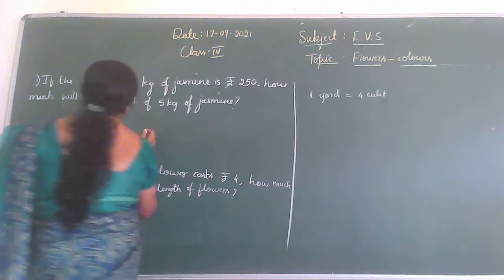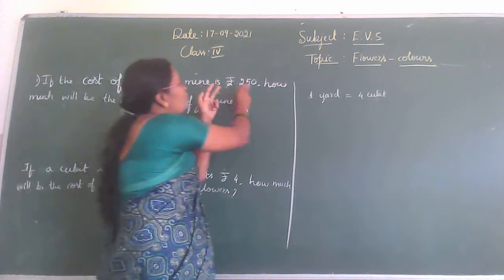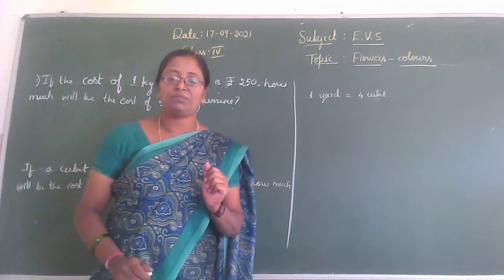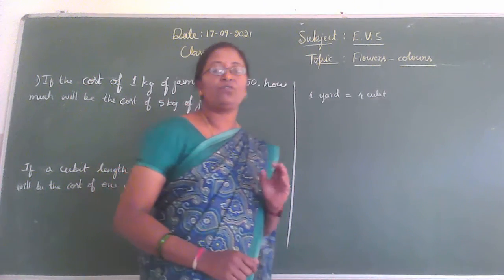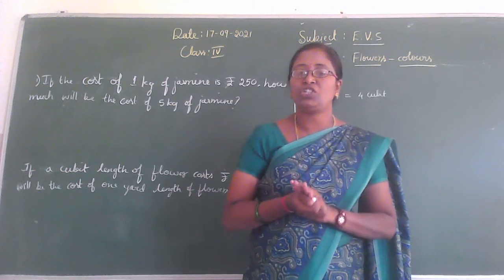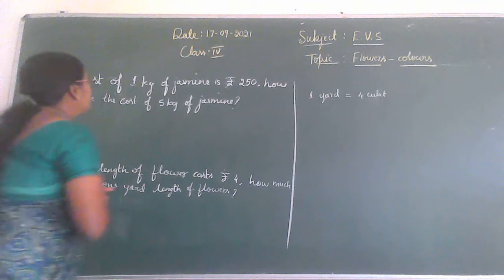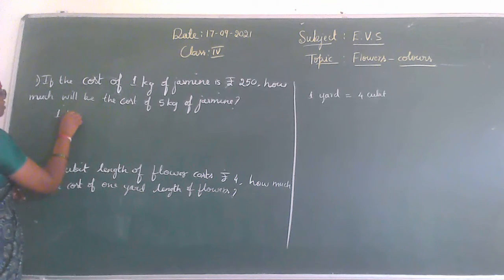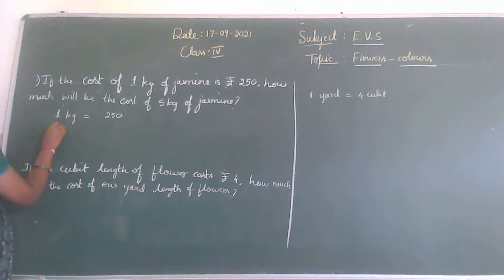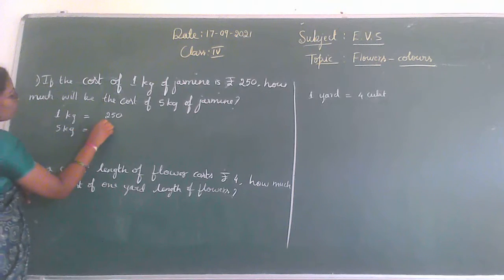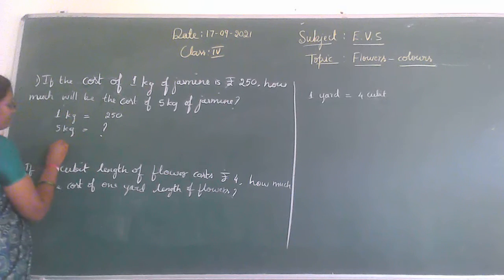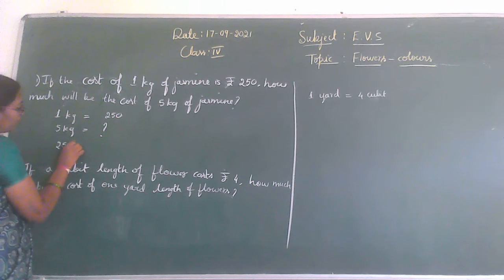Okay. So tell me, children, 1 kg cost is 250 and how much will be the cost of 5 kg of jasmine? You need to find out. So find out the cost of 5 kg jasmine. Okay. So 1 kg jasmine is 250. But we need to find out 5 kg is equal to how much. So then 250 into 5.